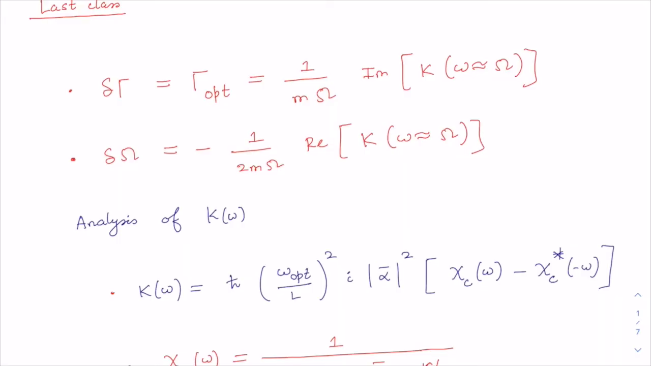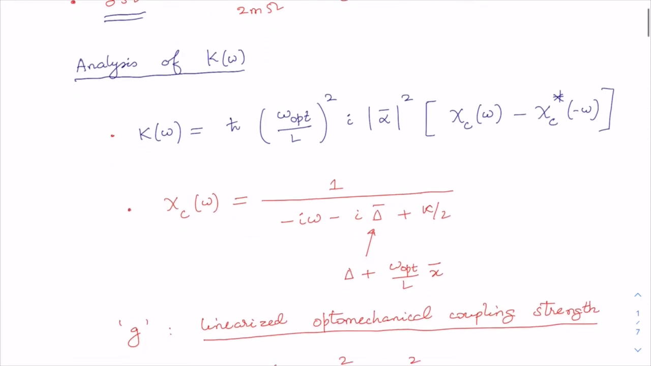In the last class, we continued our discussion on the classical regime from the previous one and we analyzed the function k of omega. We already know that the real part of the function k of omega is related to the frequency shift of the mechanical oscillator. On the other hand, the imaginary part of k of omega is related to the extra damping, and this damping is induced due to the coupling to the light mode. This function k of omega is a function of the intensity of the laser light as well as the susceptibility of the cavity field.